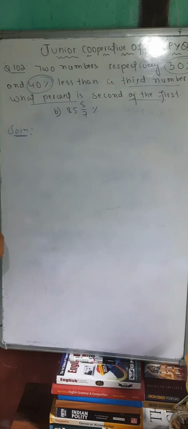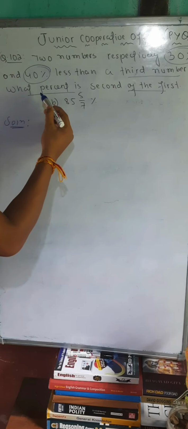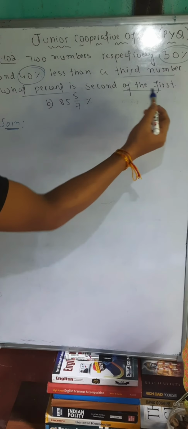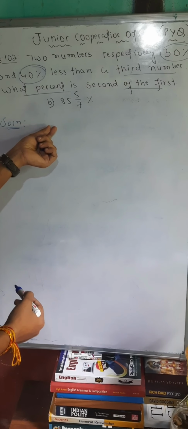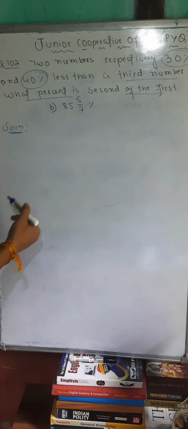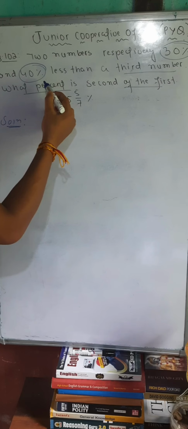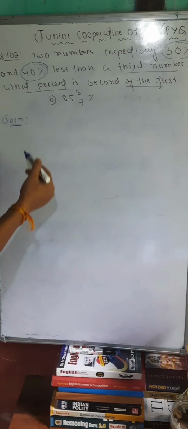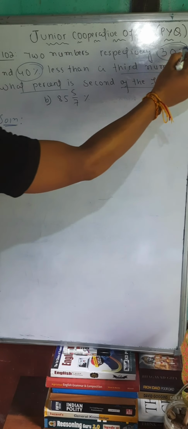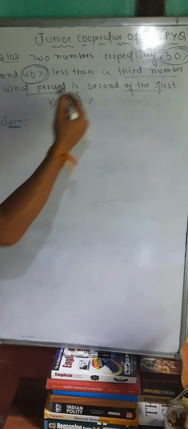So here is our second question. Two numbers are respectively 30% and 40% less than a third number. What percent is the second of the first? So we need to find the percentage of the second number in terms of the first number. What we need to understand is that two numbers are respectively 30% and 40% less than a third number. So there are three numbers, and the hints given to us are: the first number is 30% less than the third number, and the second number is 40% less than the third number.